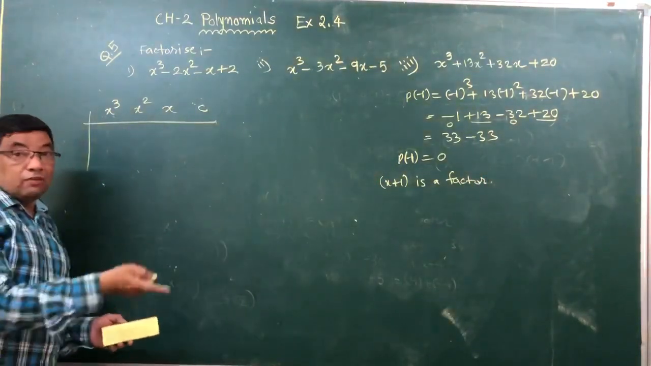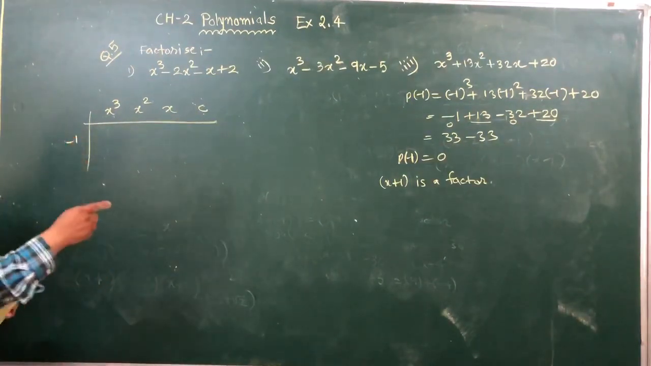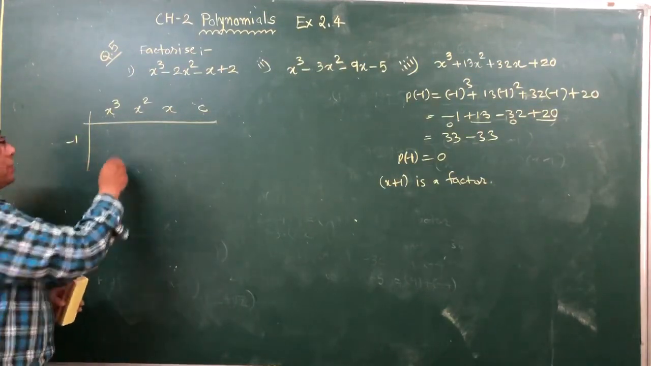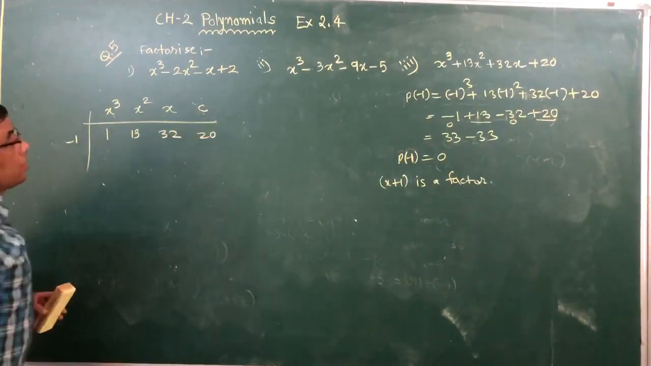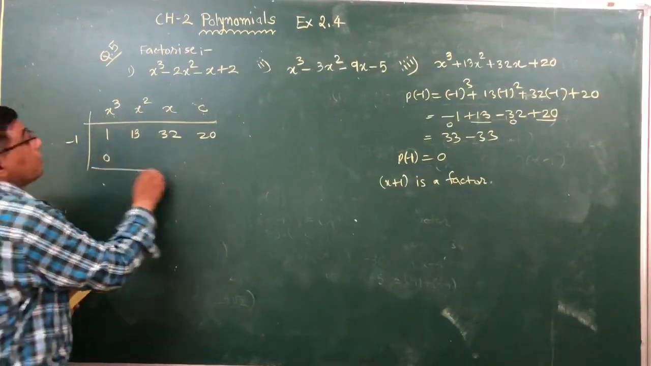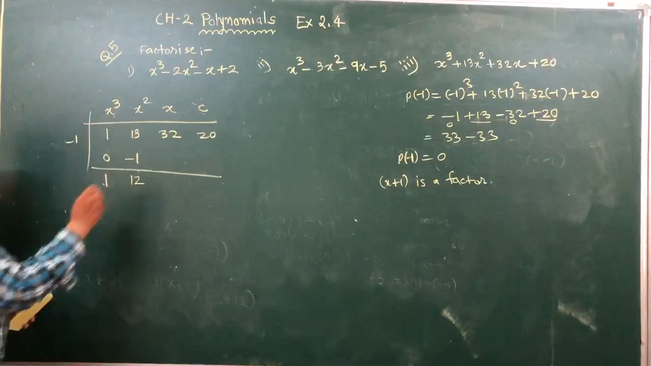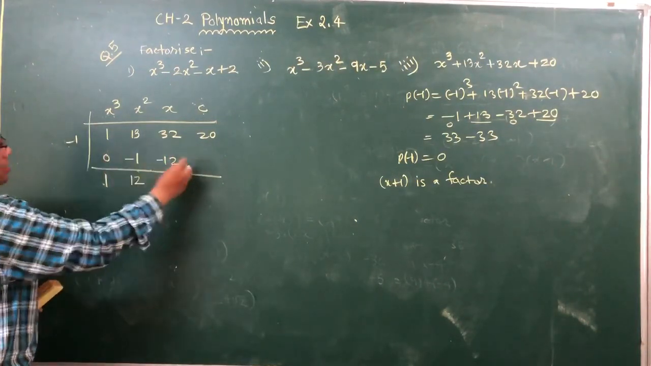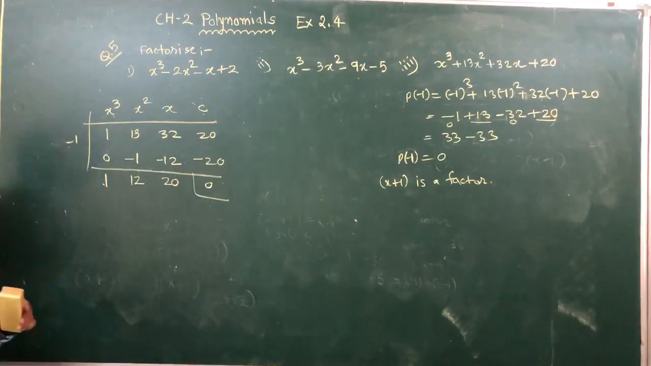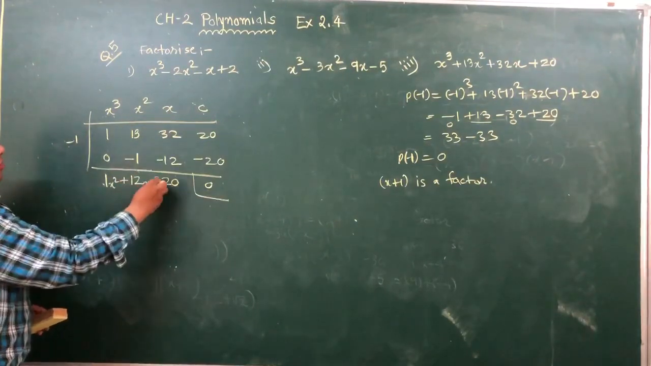Now we already know x plus 1 is a factor. So once again we write x cube, x square, x and constant, and outside we write minus 1, since P of minus 1 equals 0. Then we write the coefficient of x cube which is 1, of x square which is 13, of x which is 32, and of the constant which is 20. First term we know is always 0, 0 plus 1, 1 into minus 1 is minus 1. Here you get 12, 12 into minus 1 is minus 12, here you get 20, 20 into minus 1 is minus 20, and so you are getting 0 here, so whatever you have done is correct.